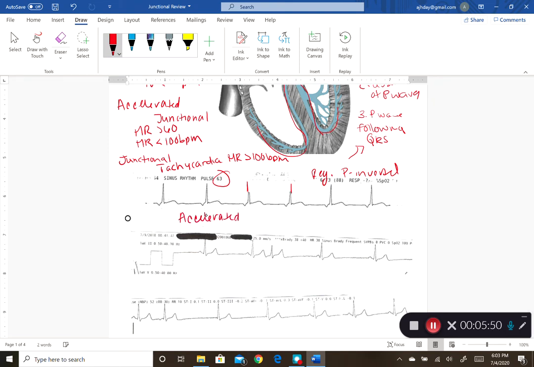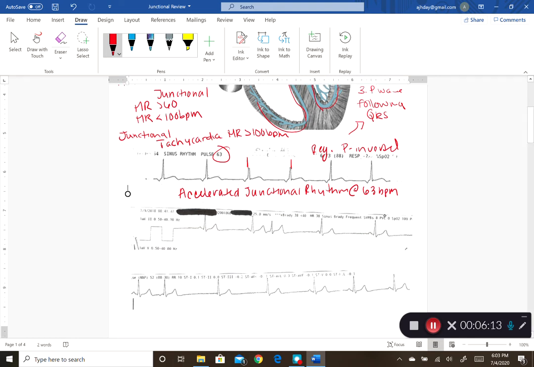So I have accelerated junctional as my name at 63 beats per minute. I don't have any ST segment deviation, so I don't need to put any ectopy at the end. And I only have one P wave for QRS complex, so I don't need to put a conduction ratio.